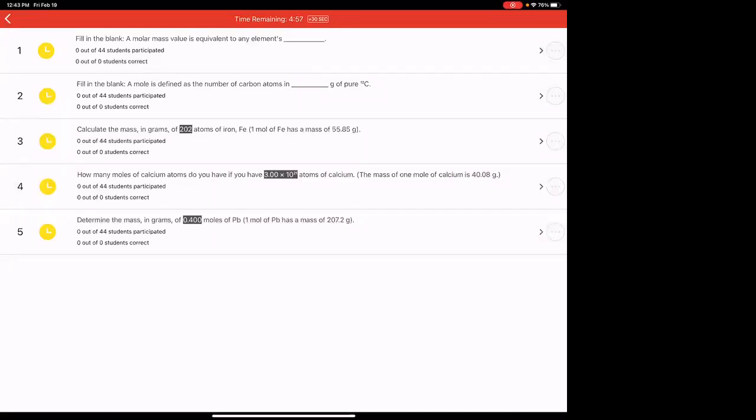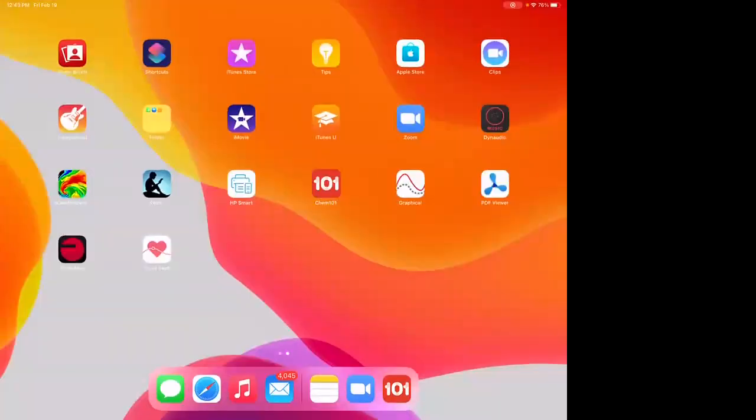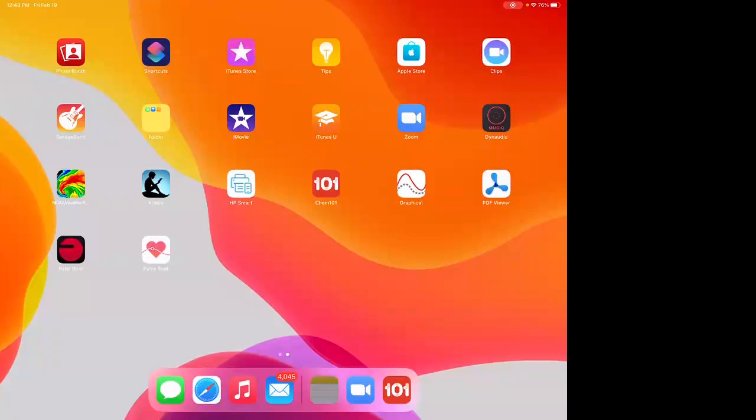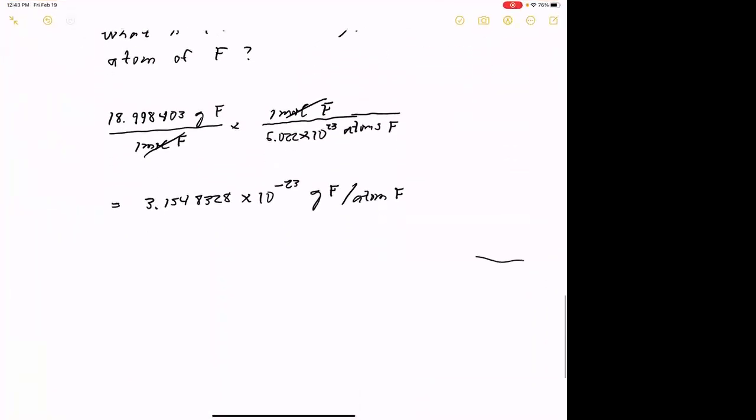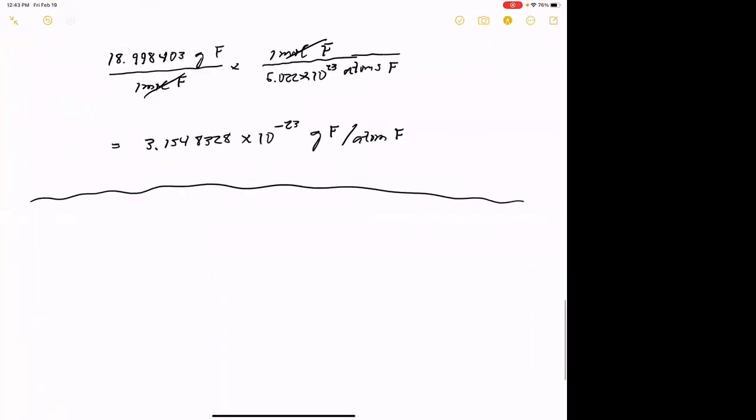Can you do number 4? Sure, we could do number 4. All right, so let me pop out of here and back over to my notes, and I'm just gonna have you relate to me what's in there once I get my notes up here. Okay, so what's given in the problem? Just kind of yell it out to me since I'm not looking at Chem 101 anymore.